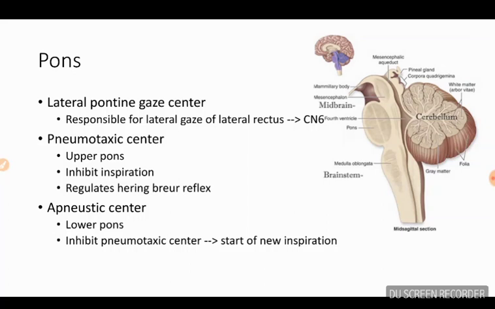Next part of the brainstem is your pons. Your pons is responsible for your lateral gaze. It is the origin of your cranial nerve number 6, or your abducens nerve. The upper part of the pons is your pneumotaxic center, which inhibits inspiration. And the lower part of the pons is your apneustic center, which inhibits the pneumotaxic center.